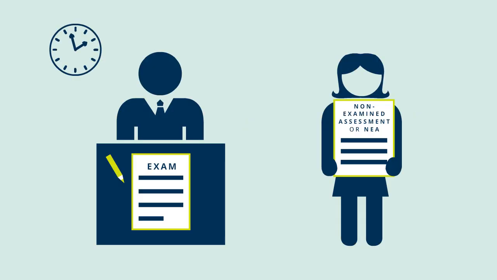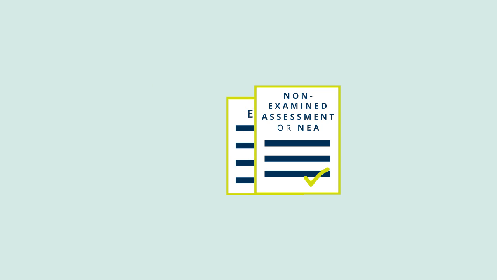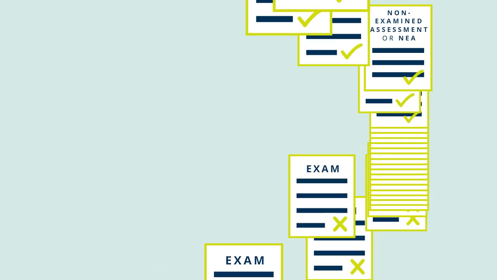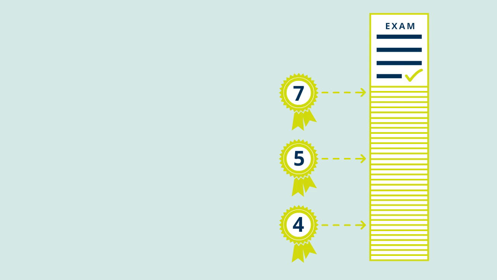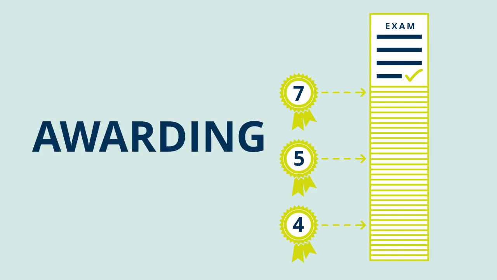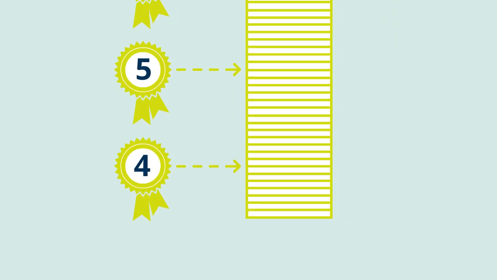Once students have completed their exams and non-examined assessment, or NEA, and all of the assessments have been marked, we decide the grade boundaries for the qualification. This process is known as awarding. Grade boundaries indicate the minimum mark required to get each grade. For example, a grade 4 boundary of 34 would mean you need 34 marks to get a grade 4.